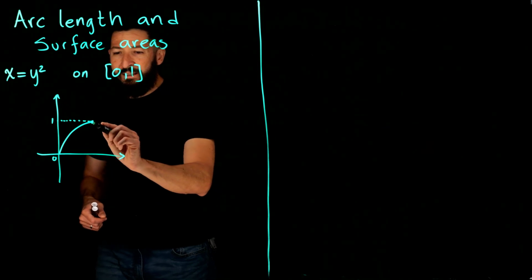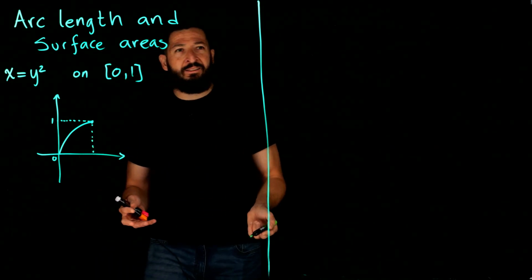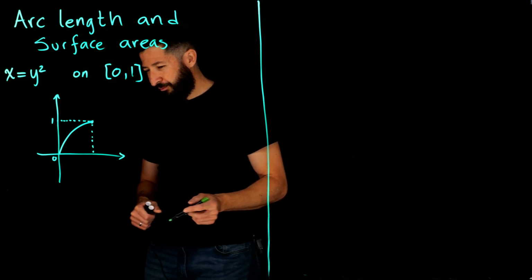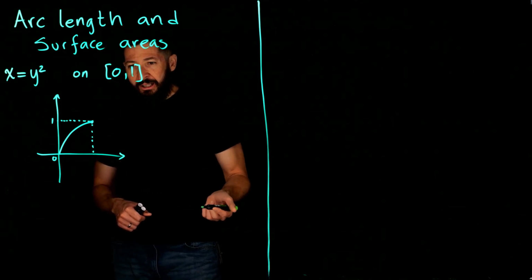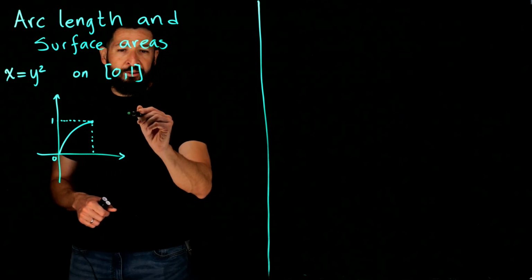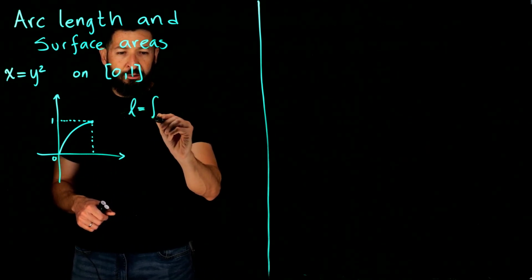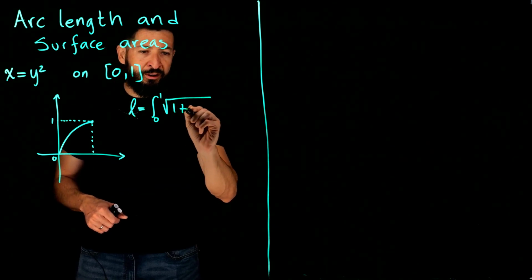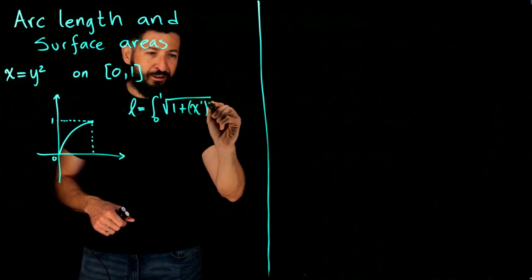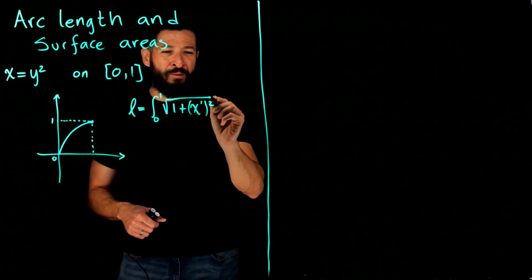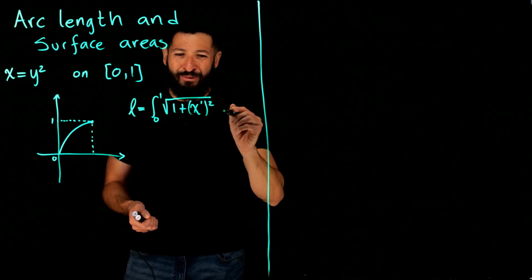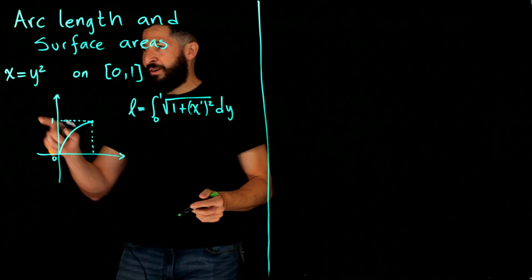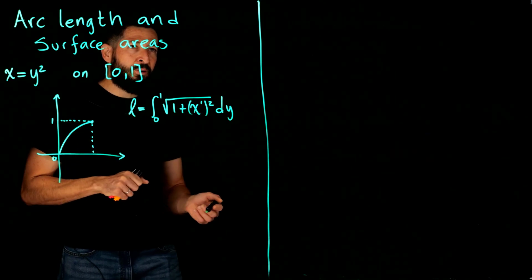I mean, technically this one is really easy, that you could just solve y as a function of x and do it that way, but the formula works also if you do it in terms of y. So you can also do the integral from 0 to 1 of the square root of 1 plus x prime squared, and the prime here represents the derivative with respect to y, which is kind of weird, but that's okay. And then dy. So you can change your function to be a function of y and then do a dy.